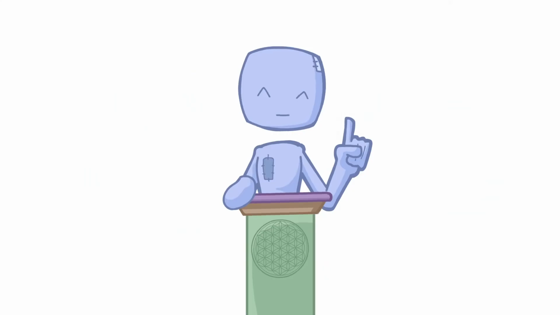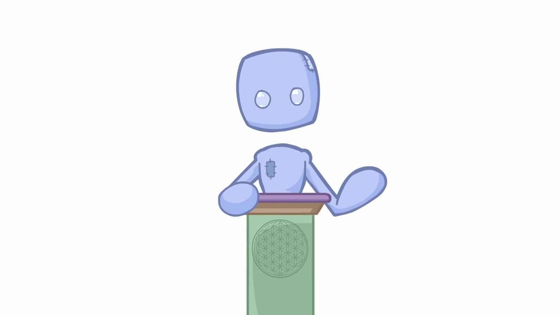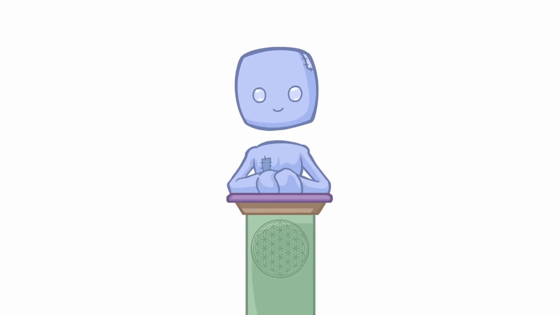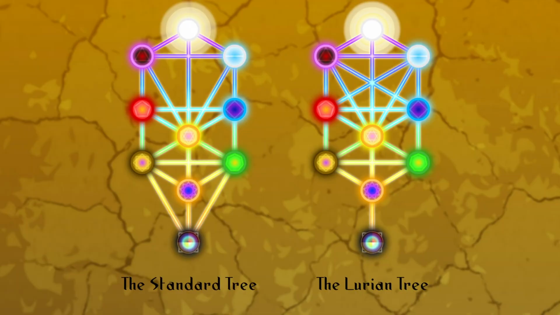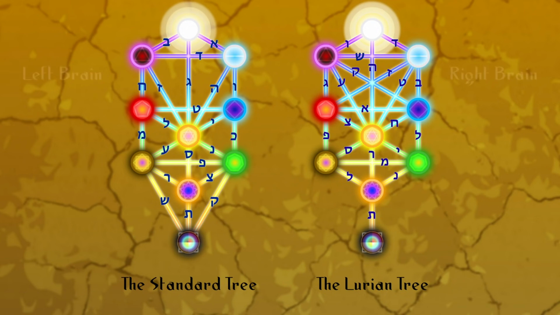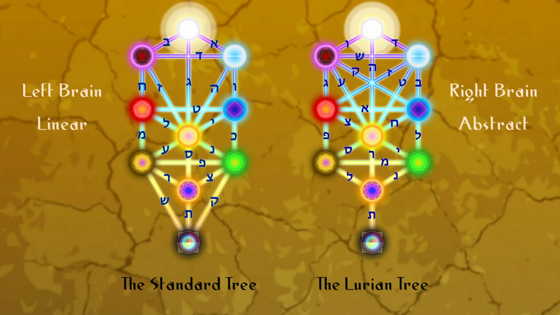With all of this in mind, the final item we must discuss is that, as mentioned in a previous episode, there are principally 2 Tree of Life models which can be looked at, the Standard Tree and the Lurian Tree. Each of these models has its own unique placement of the 22 pathways, which can be seen as the right and left brain of each other, or the linear and abstract variations. In the Standard Tree, they are placed linearly from top to bottom and right to left, starting with the first letter at the top and ending with the last letter on the bottom.